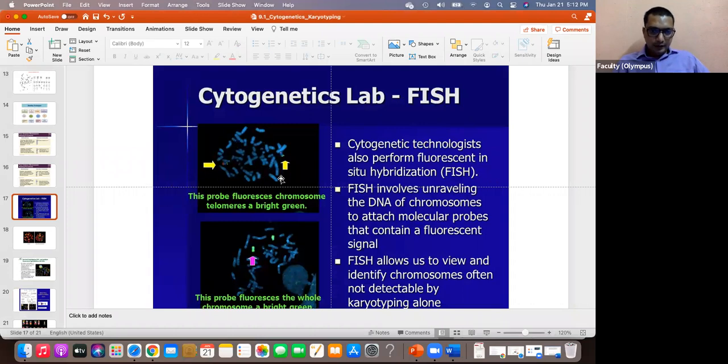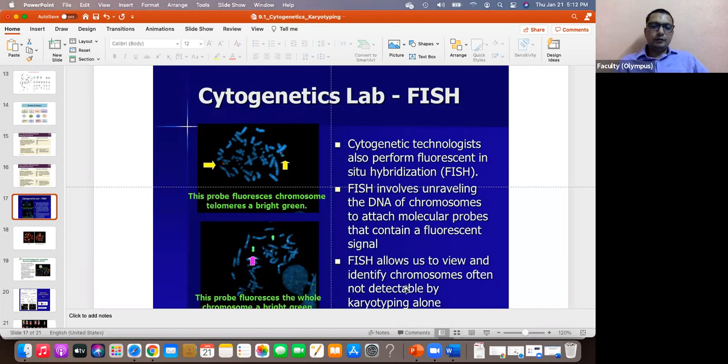So colors are added like this. Okay, so some of these you can see the tips, green colored tips can be seen here. And in this particular case, some chromosomes are labeled bright green. You choose what color you want to add, identifying a specific region of the chromosome.